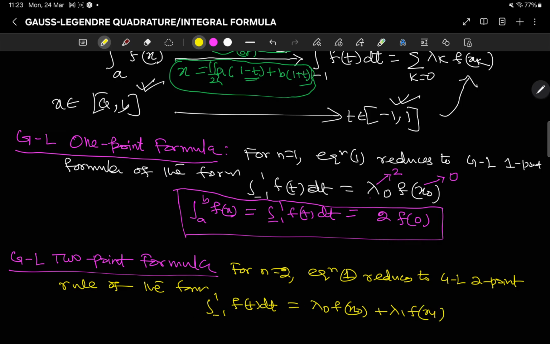Okay, we need to find the value of lambda 0. The value of lambda 0 will be 1. The value of lambda 1 is also 1. And the value of x0 is minus 1 by root over 3. And the value of x1 is plus 1 by root over 3.